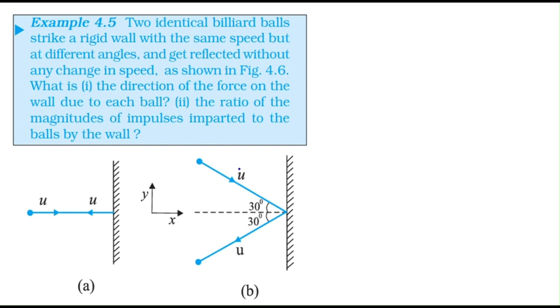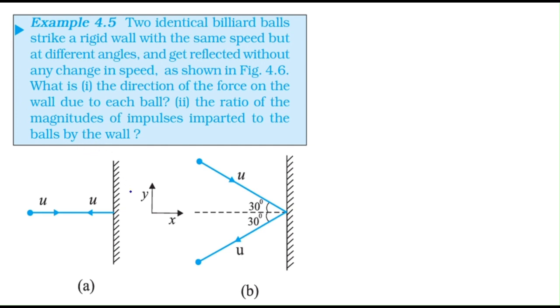Let's take friction to be zero, meaning we are not mentioning anything about friction, so for a moment we are taking friction to be zero. Then what is the force? And then we have to calculate the ratio of magnitudes of impulses imparted to the balls by the walls.